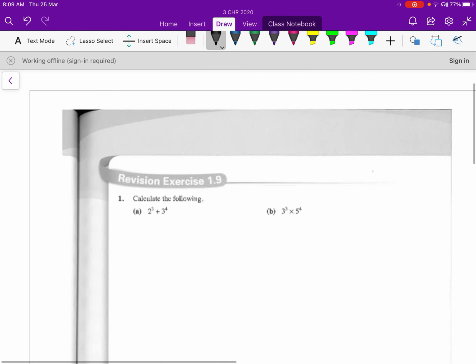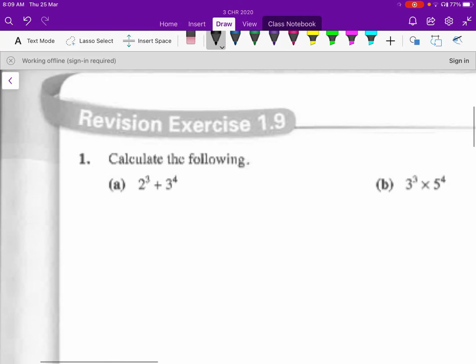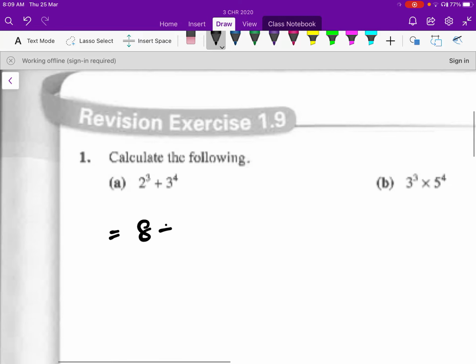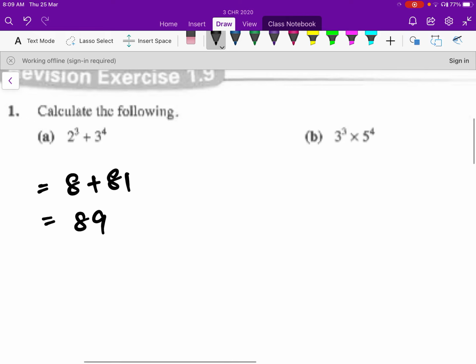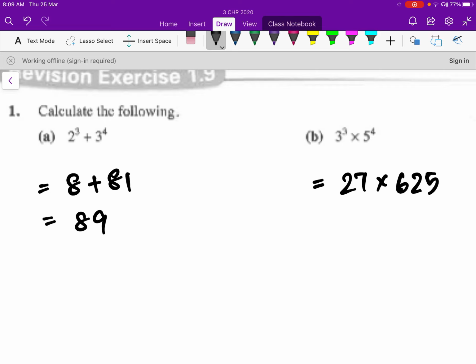Okay, next one. Calculate the following. Okay, this should be very simple. 8 plus 81. So that is 89. Or you can just use your calculator. So 3 power 3, that is 27, times what? 5 power 4, 625. And we get 16875.